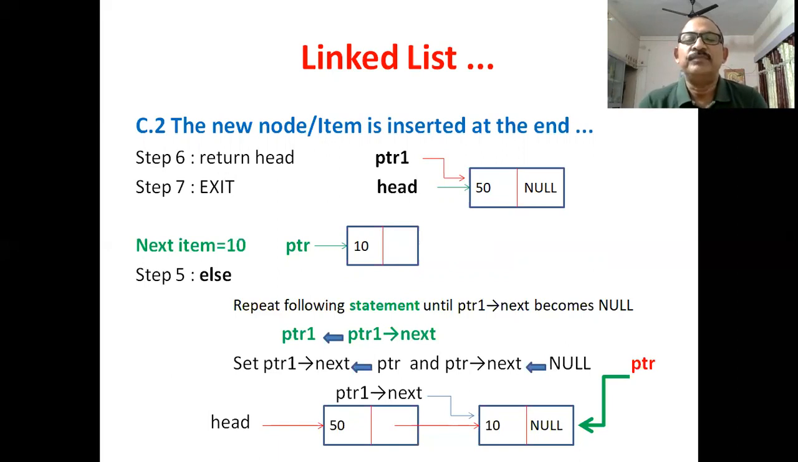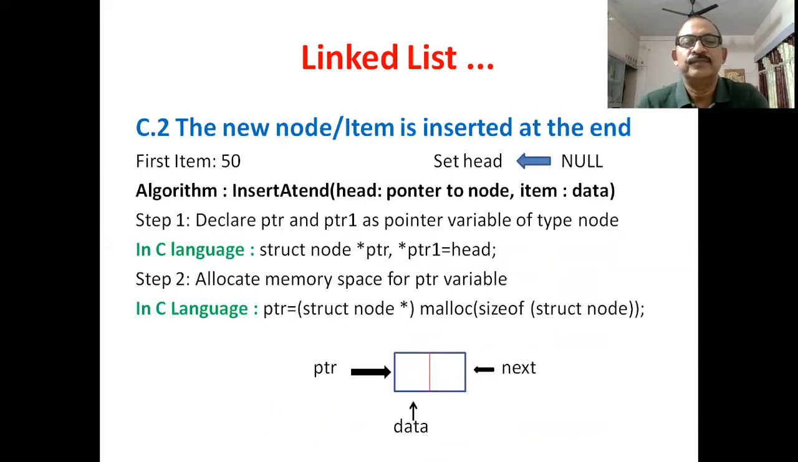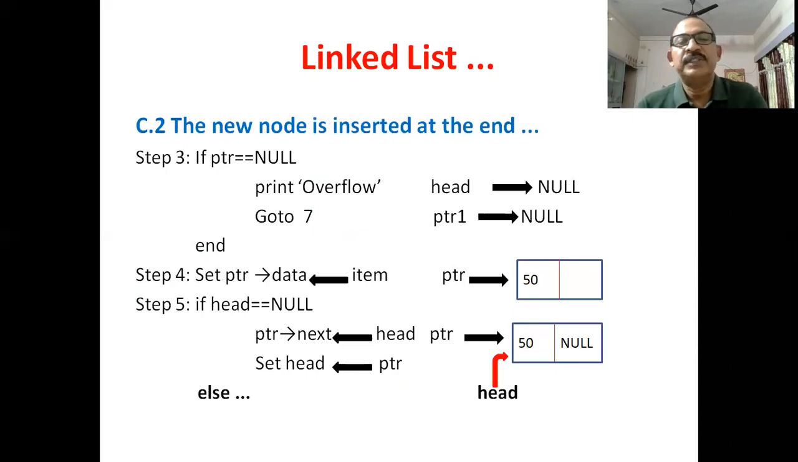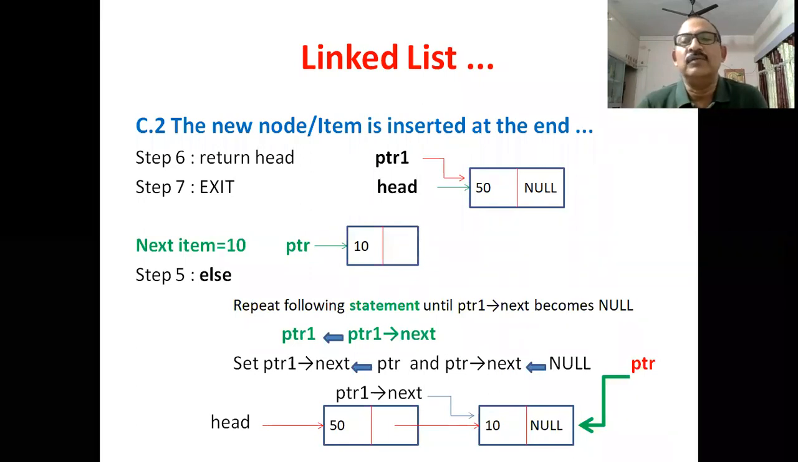What is our first step? We allocate space for a node and PTR points to that node and we put 10 in that node. And how did we do this? This way. First we declare this, next is this, step two, and step three is PTR data is equal to item. Okay. Now, at this time, head is not equal to null, which means we will go to the else case.